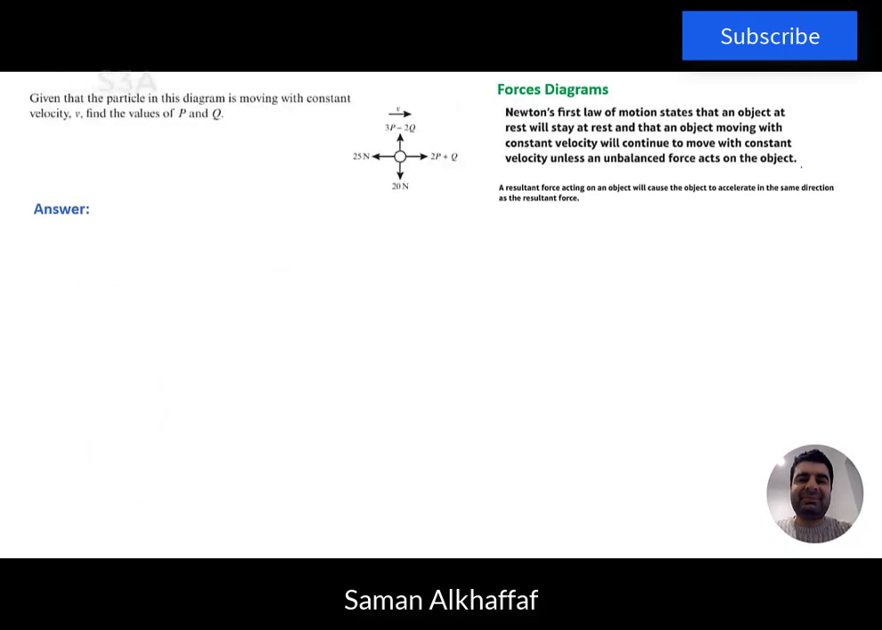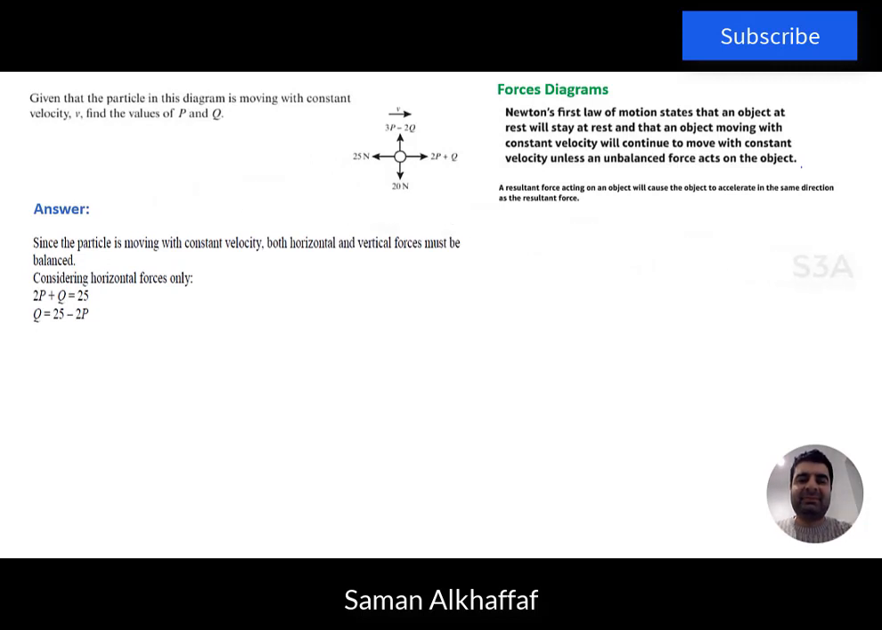In this example, given that the particle in this diagram is moving with constant velocity v, find the values of P and Q. Start by first, since the particle is moving with constant velocity, both the horizontal and vertical forces must be balanced. So we look at first the horizontal forces. So in this scenario, we have 2P plus Q equals 25. So now we will create an equation for Q, which will be 25 minus 2P. Then we will look at the vertical forces. So we have 3P minus 2Q on the upward, and we can sub the Q. So we have 3P minus 2Q equals 20.